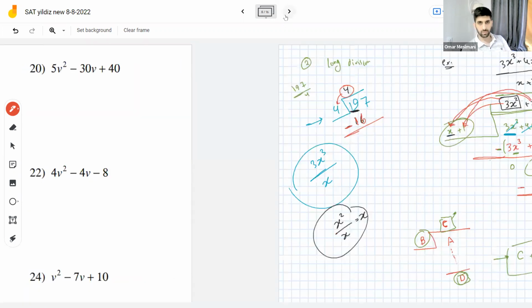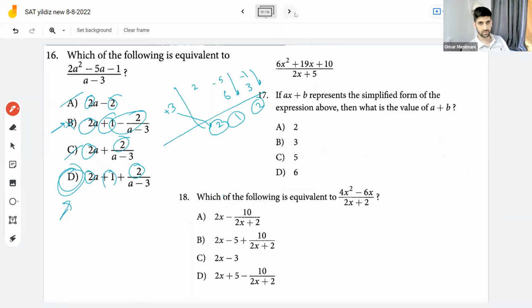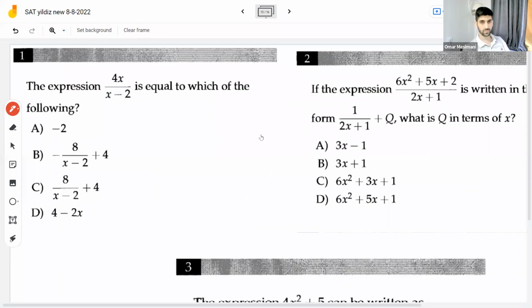I'm going to go to the SAT questions. These are factoring, an easy concept. Question 1: The expression 4x over x minus 2 is equal to which of the following? Okay. You can solve this question in many different ways. Can you hear my voice? Yes. Okay, so I can solve this question in many different ways.